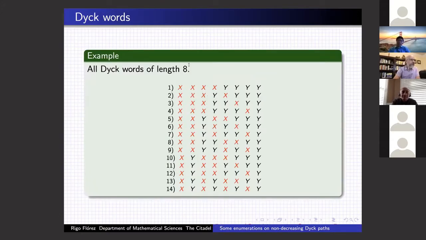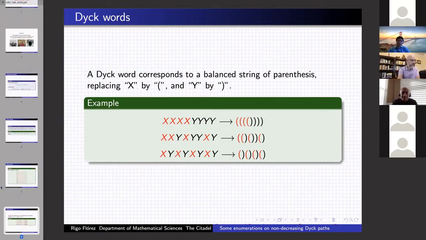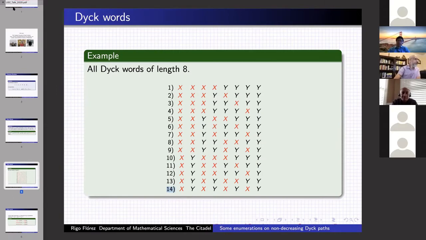If you choose a length of 8 and you take all possible combinations that satisfy the conditions I gave you, we have 14 Dyck words. And that 14 is actually a special number. Maybe you recognize that number.